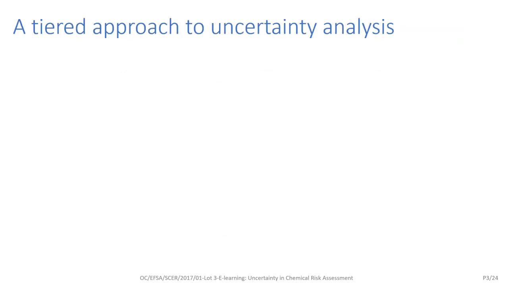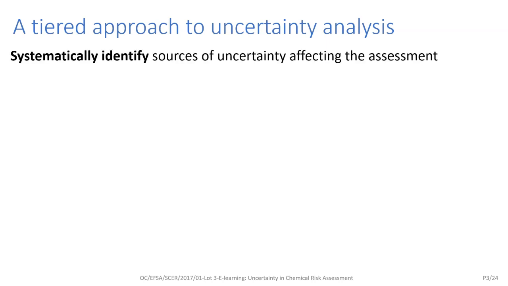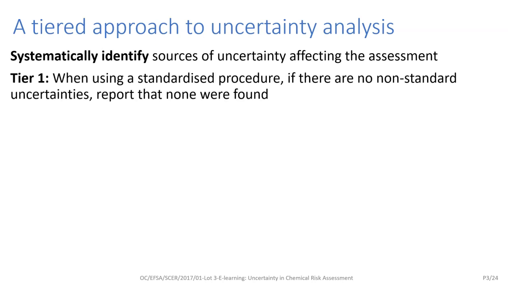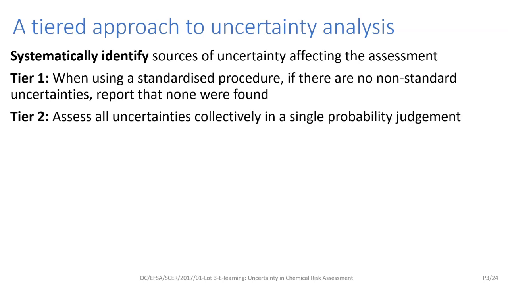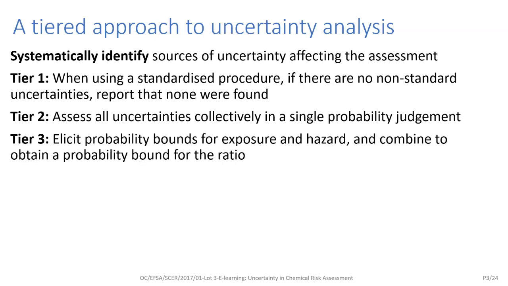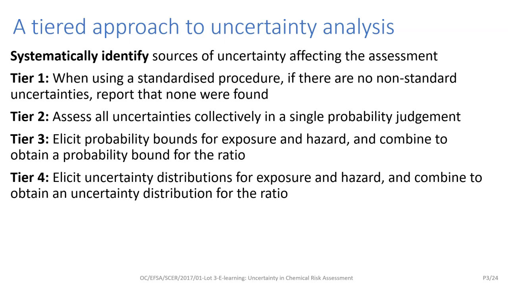When you put them together, the methods I've described in these 3 presentations provide a tiered approach to applying EFSA's uncertainty guidance in chemical risk assessments. The first presentation described the systematic identification of uncertainties and a very simple first tier for assessments using standardized procedures. The second presentation described Tier 2, and the third presentation described Tier 3 and Tier 4. I expect that Tier 1 or Tier 2 will be sufficient for many chemical assessments, and that few will need to go beyond Tier 4.